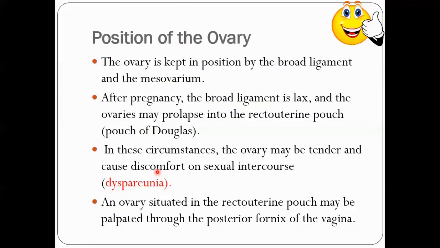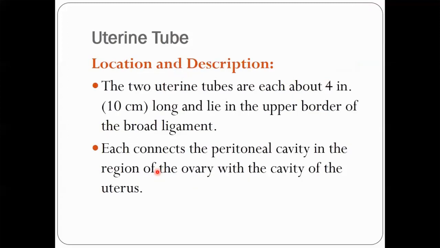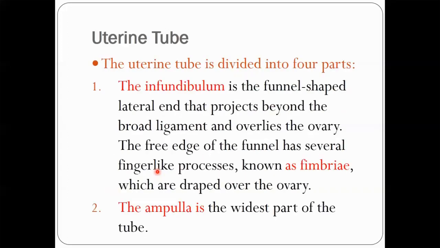The position of the ovary is variable. Uterine tubes are muscular tubes extending from the superolateral angles of the uterus at the junction of the fundus and body, where they are completely enclosed within the broad ligament and closely applied to the surface of the ovary.